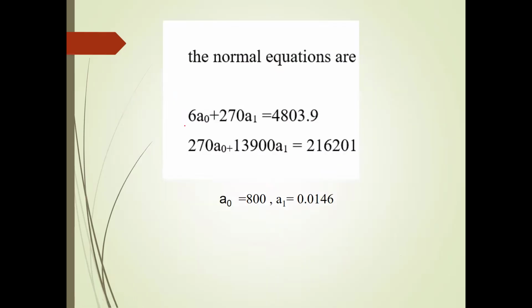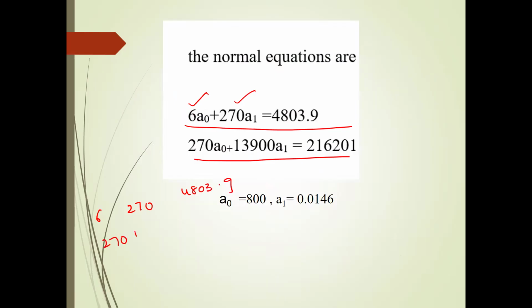Okay. See here, these are the equations I have just now explained. So by entering 6, 270, 4803.9 and 270, 3900, 216201, if you enter these values, then you will get A naught. It will appear in the calculator. A naught value is 800. A1 value is 0.0146. So you should learn how to use the calculator. That is very, very important. You can't solve these equations by hand in the exam hall. Remember that.